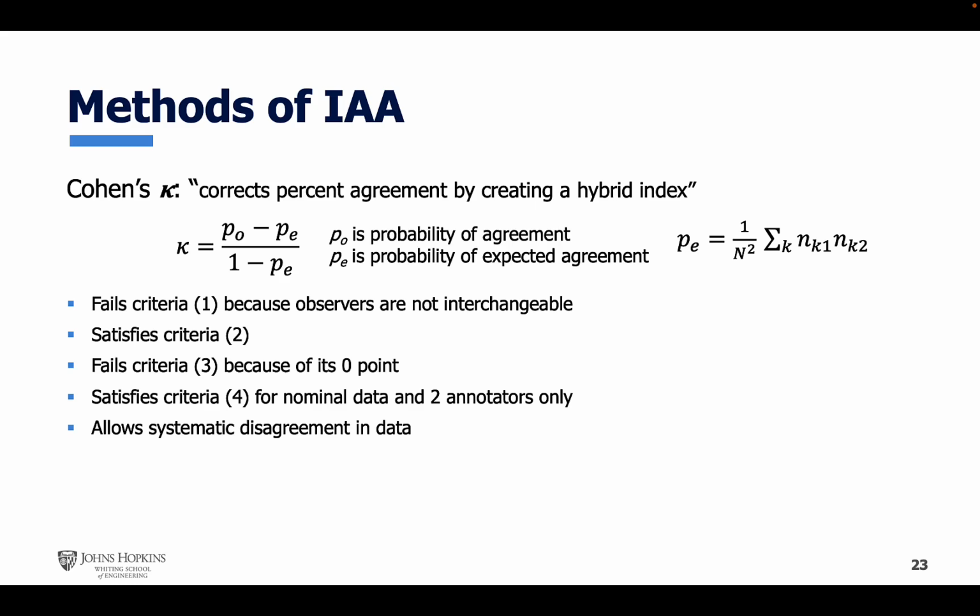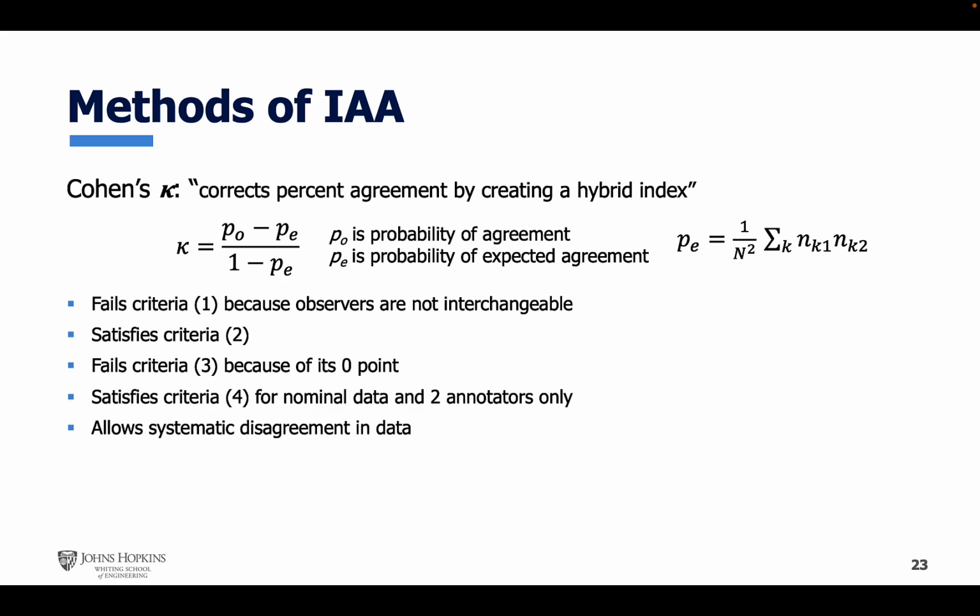What this is doing is creating a hybrid index. It fails criteria 1 because the observers are not interchangeable, so you have to have fixed observers, but it's not a big issue. You can have 2 annotators; you just have to fix their position. It satisfies criteria 2: it's not confounded by number of categories or scale. It does fail criteria 3 because of its 0 point, where kappa is 0. And it does satisfy criteria 4 for nominal data and 2 annotators only.